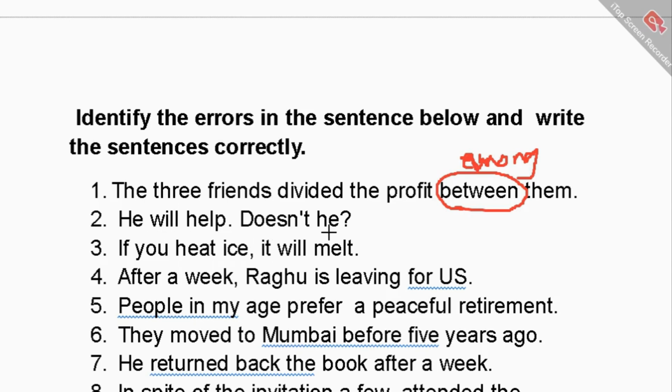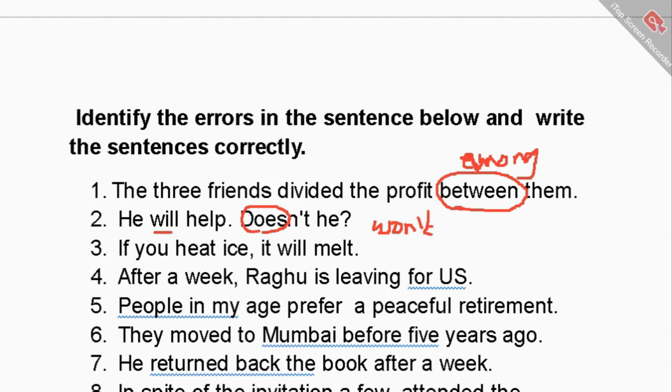So here we have will and here we have does. So it's wrong. So the error should be corrected as he will help, won't he? Because the positive statement is here, we need to make a negative question tag. So instead of this does, we should use won't he, the short form of will not. Won't he.